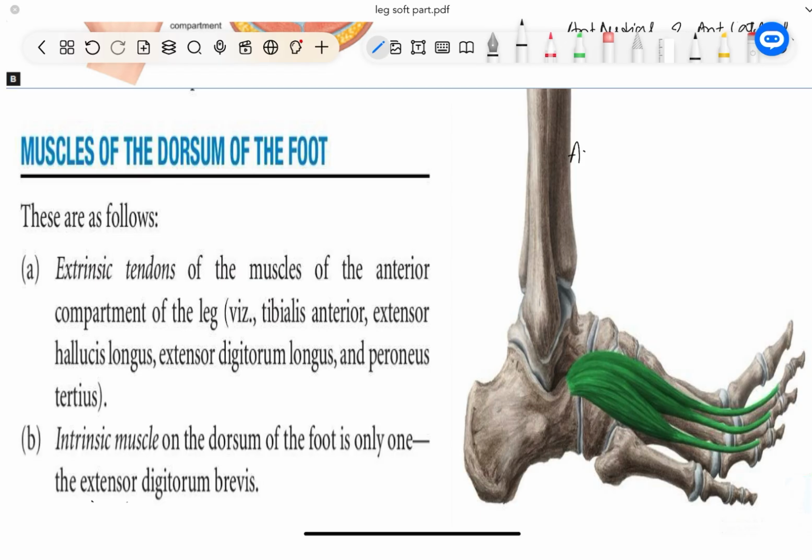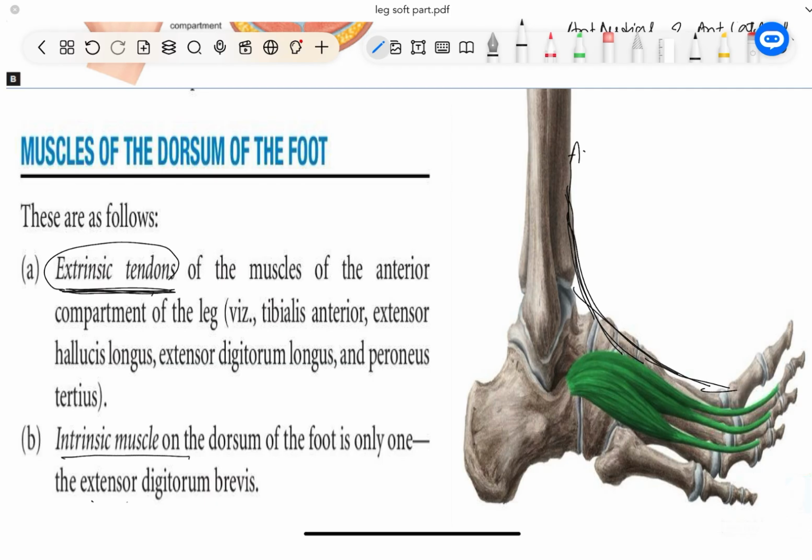So, the dorsum of the foot has two types of muscles. One is extrinsic tendons, which, as I already said, come from the anterior compartment, the lateral compartment and the posterior compartment, where the muscle tendons move toward the foot. This type of muscle, which originates from the leg but is inserted into the foot area, we call the extrinsic muscles of the dorsum of the foot. And the muscles which both originate and insert in the foot, we call intrinsic muscles, especially in the dorsum region.